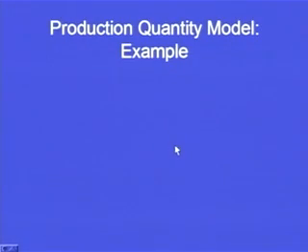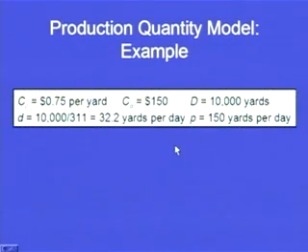We can take an example of the production quantity model. Now suppose this is the input that is available with us. This is similar to the example that we have taken, but here it is being solved using the production quantity model. So CC is the carrying cost, 0.75 dollars per yard. Ordering cost is $150, same as the previous example. Demand is 10,000 yards. The D, that is the demand rate required in the production quantity model, is 10,000 divided by 311.